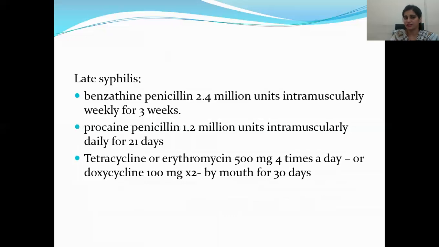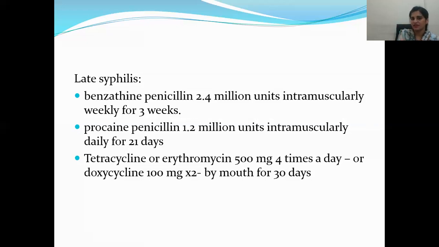And in late syphilis or in the tertiary phases, you will give benzathine penicillin, procaine penicillin, tetracycline. And if the patient is allergic, then tetracycline or erythromycin. But the dose of benzathine penicillin and procaine penicillin is more in late syphilis. Benzathine penicillin is 2.4 million units intramuscularly weekly for 3 weeks. But in primary syphilis, we only give it once. So 2.4 million units intramuscularly weekly, every week for 3 weeks, not once. In primary syphilis, we only give this dose once in the life.